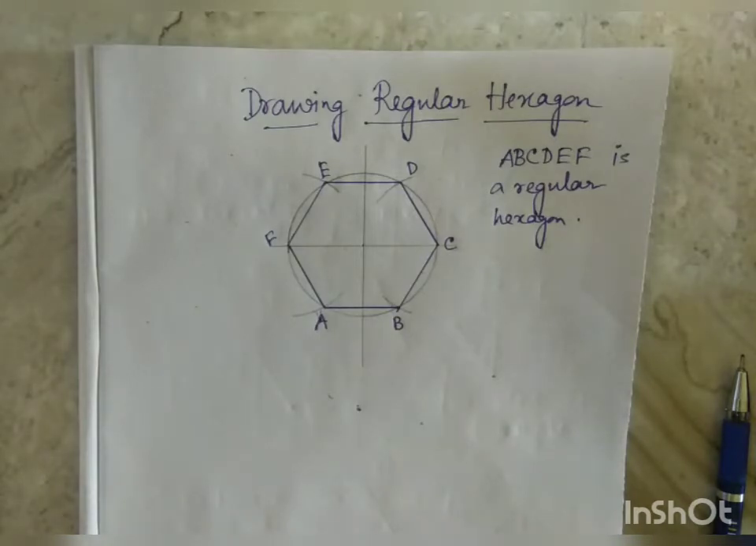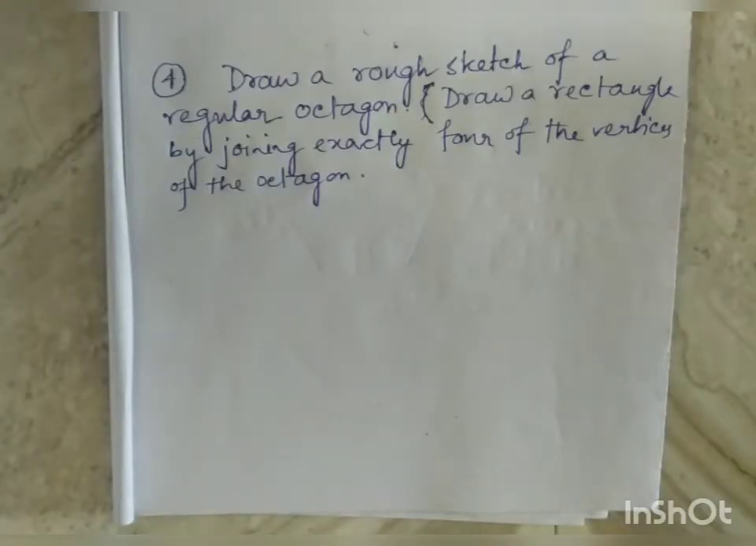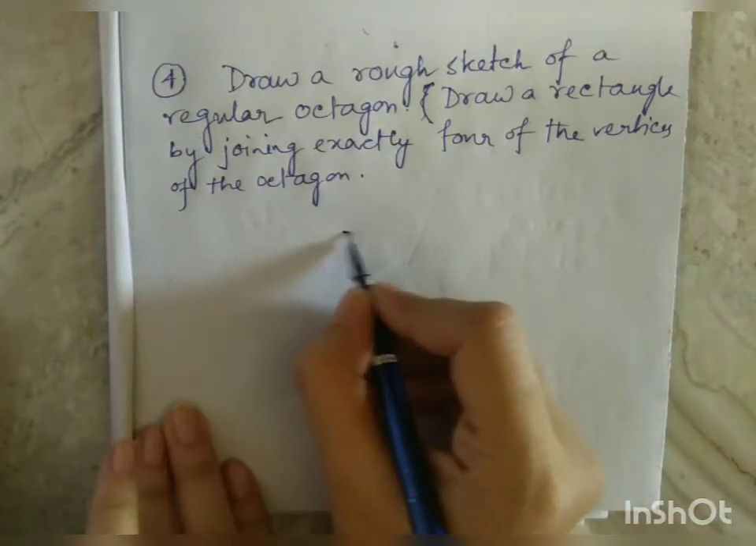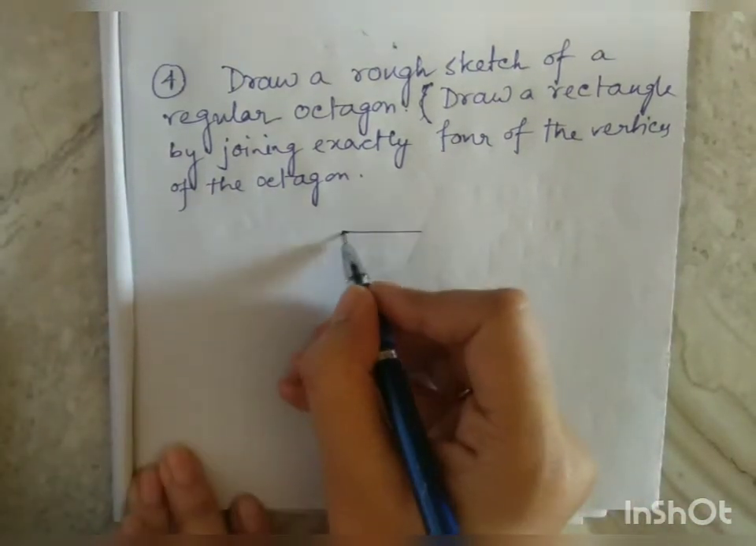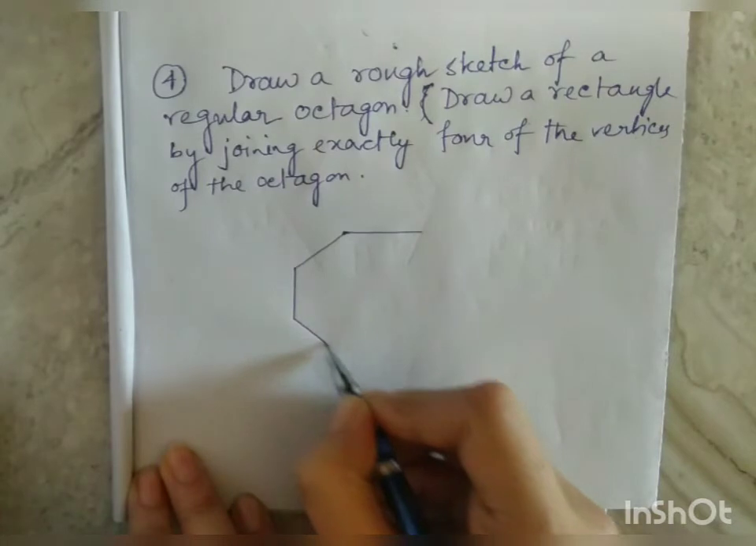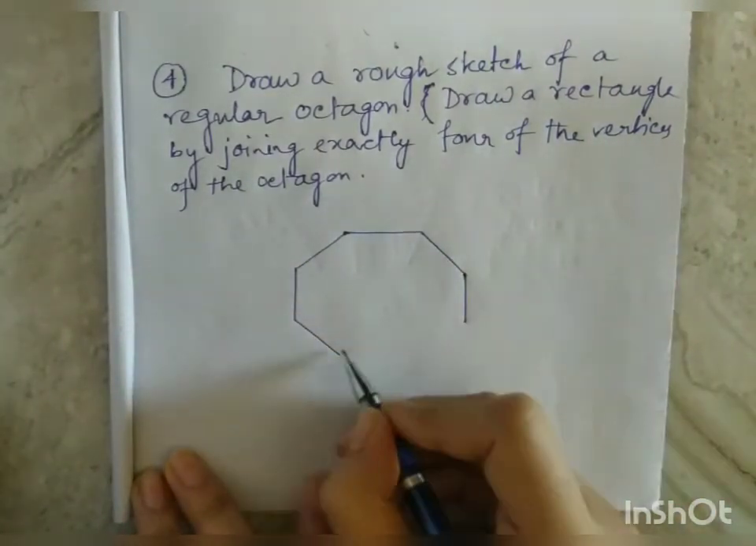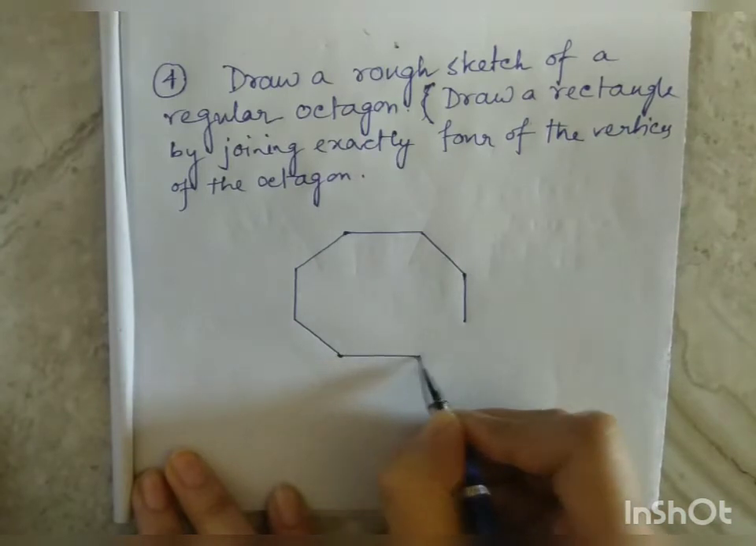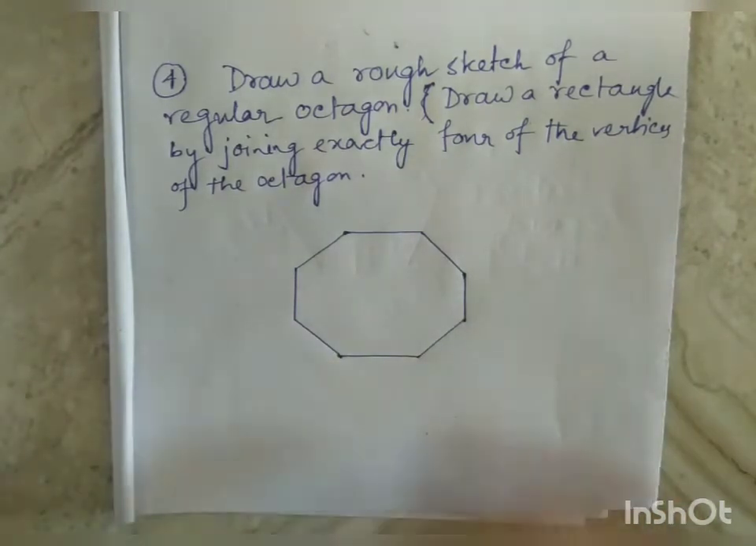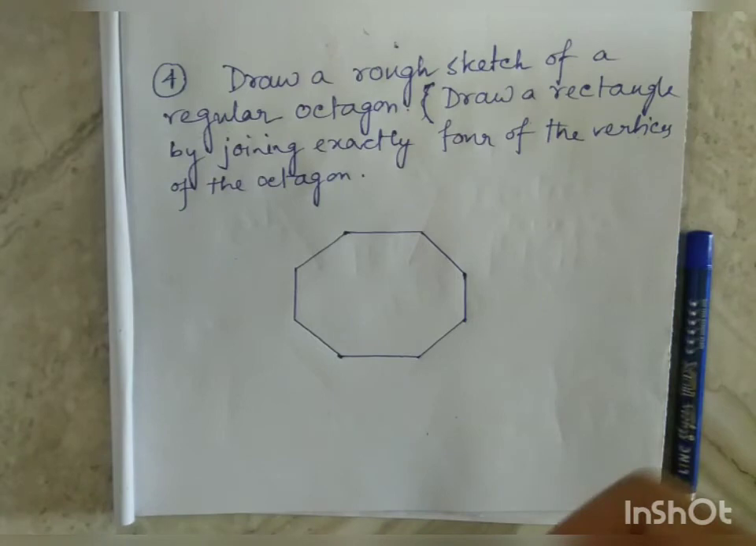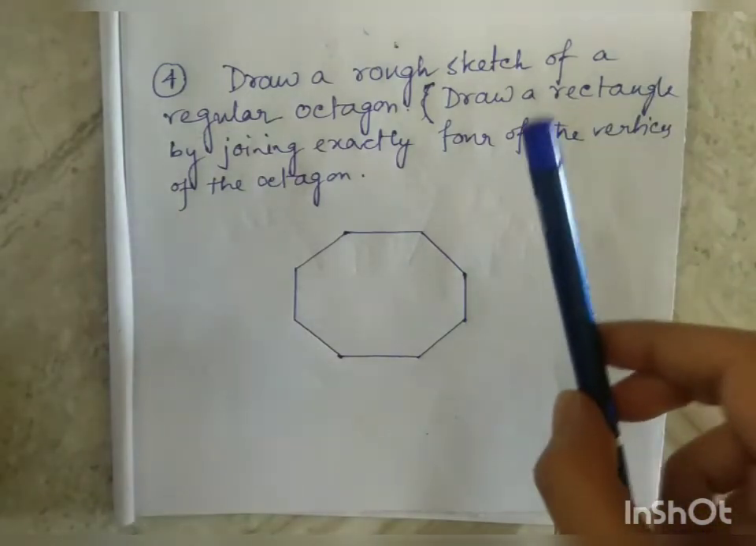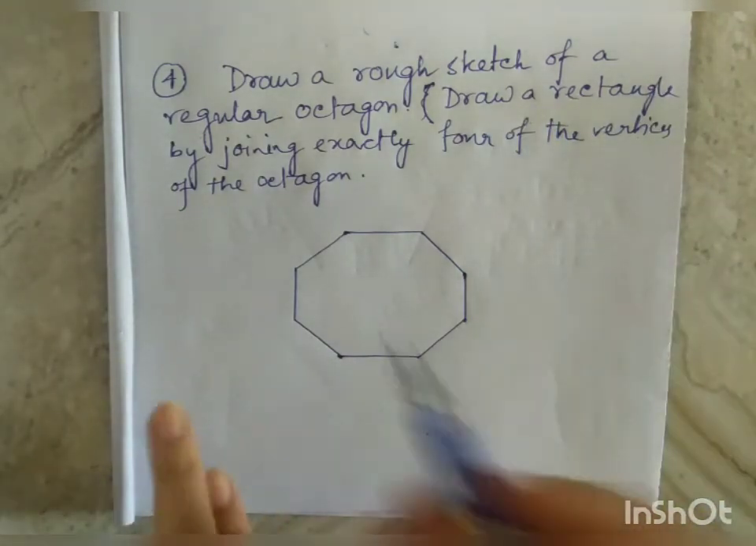Now let's come to the next question. Here in question number 4 it is written, draw a rough sketch of a regular octagon. Draw a rectangle by joining exactly 4 of the vertices of the octagon. Now let's draw the rough sketch of the octagon. It will be better if you use pencil and scale instead of this pen. Now you have to join only 4 points from this, means 4 vertices.